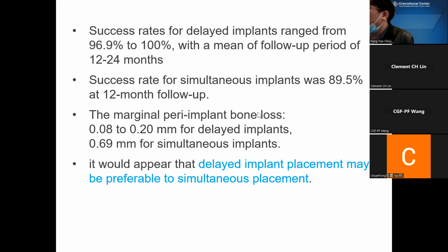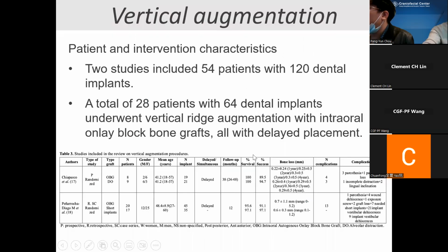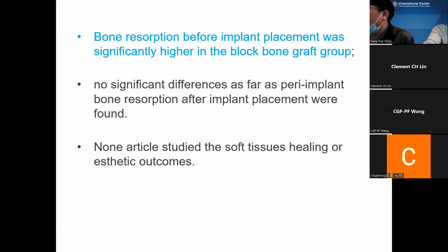For vertical augmentation, 2 studies were reported, including 54 patients with 120 dental implants, and a total of 28 patients with 64 implants underwent vertical ridge augmentation with intraoral onlay block bone grafts, and all of them were delayed placement. The bone resorption before the implant placement was significantly higher in the block bone graft group, and no significant difference was observed in the peri-implant bone resorption after implant placement. None of the studies looked at soft tissue healing or the aesthetic outcomes.